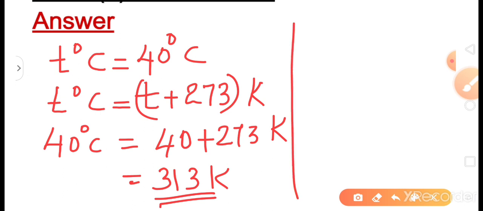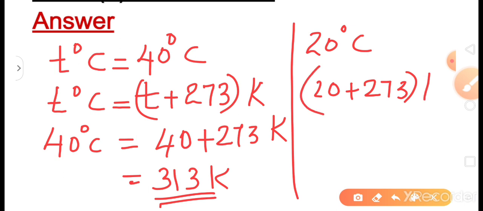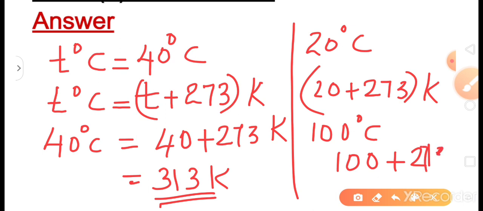This is one example for your understanding. Suppose the temperature in Celsius scale is given as 20 degrees Celsius. How can we convert the temperature into Kelvin scale? Very simple. 20 plus 273. It will give the temperature in Kelvin. Suppose 100 degrees Celsius is given and we have to convert it into Kelvin scale. So what can we do? 100 plus 273. If any temperature is given in Celsius scale and we need to convert it into Kelvin, we just add 273 to the given temperature.